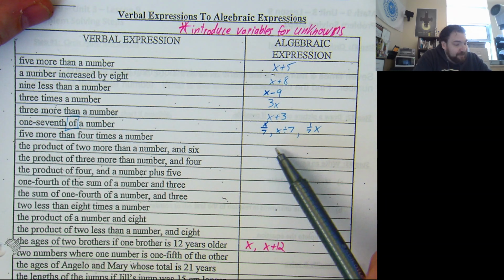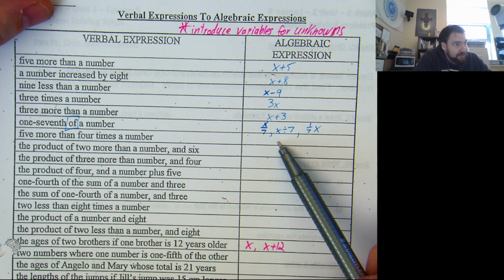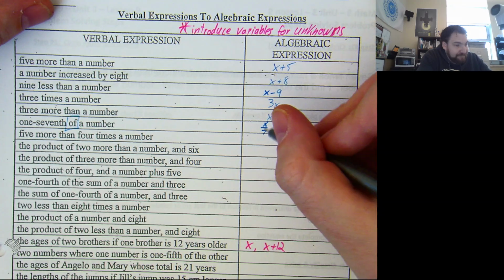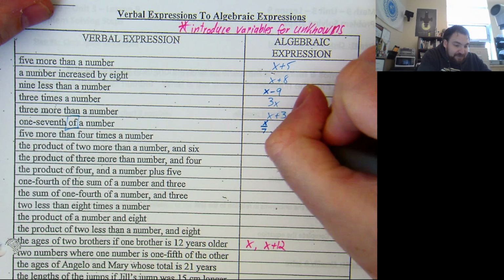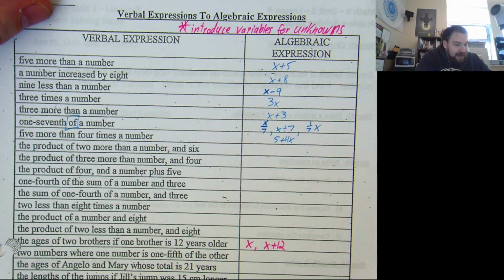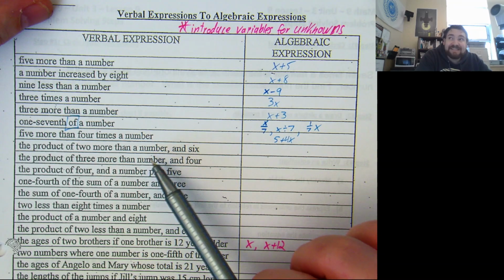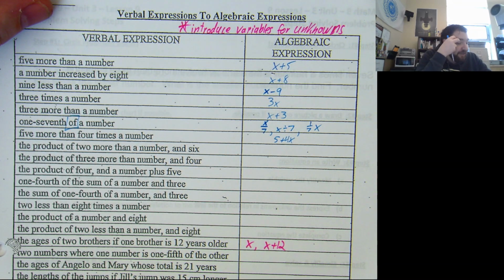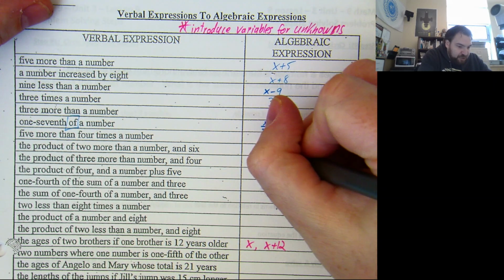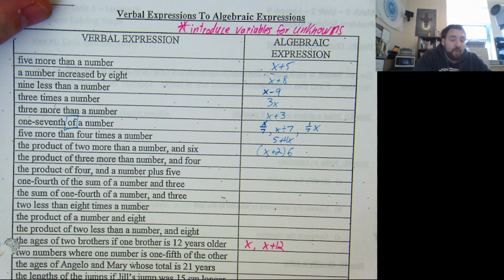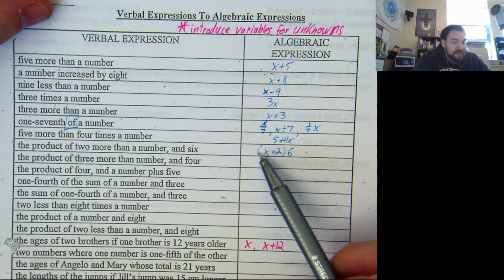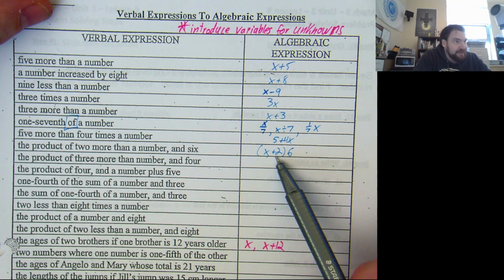Raven, you want to do the next one? 5 more than 4 times the number? Yes, 5 plus 4x from the Raven-Reuben combo. The product of 2 more than a number and 6. This is very similar to one that I had on the board. If you want the product of 2 more than a number and 6, we're taking 2 more than a number, x plus 2, and 6, and multiplying them. The way to multiply them properly is to make sure that 2 more than a number is in brackets.